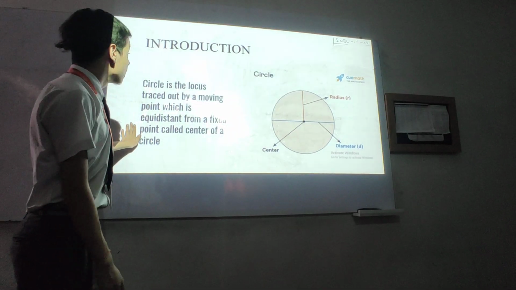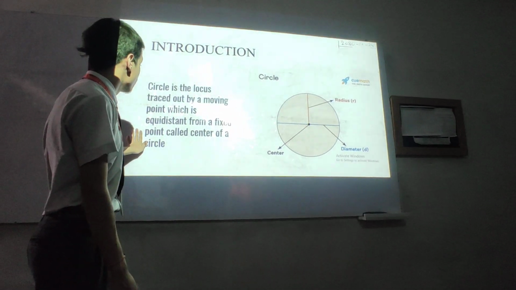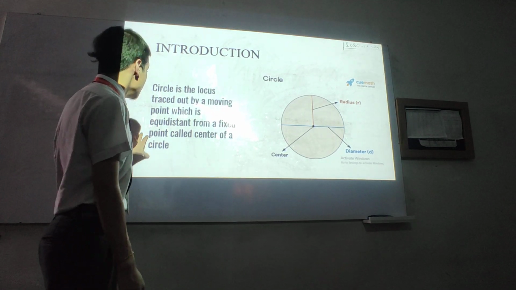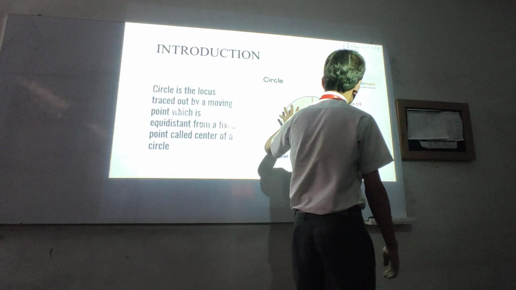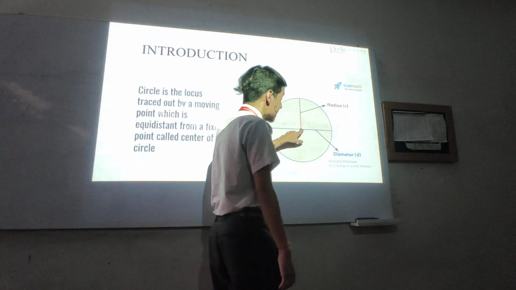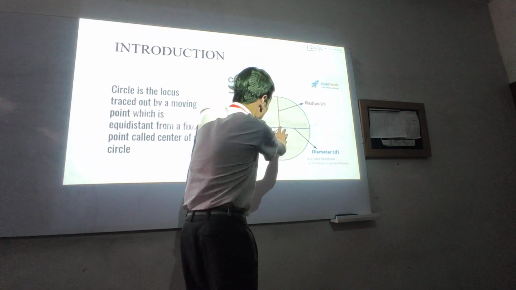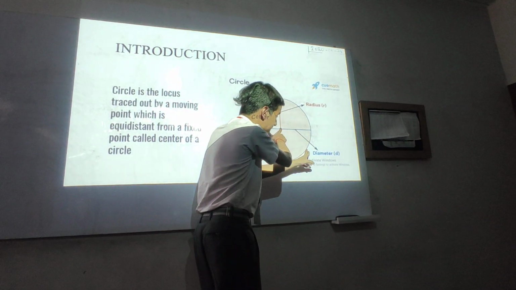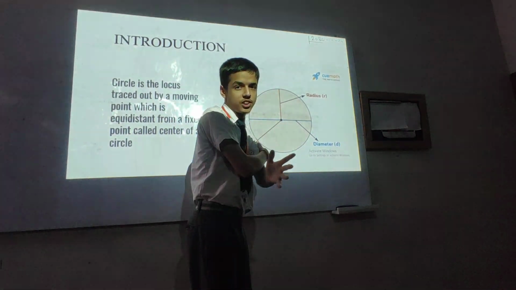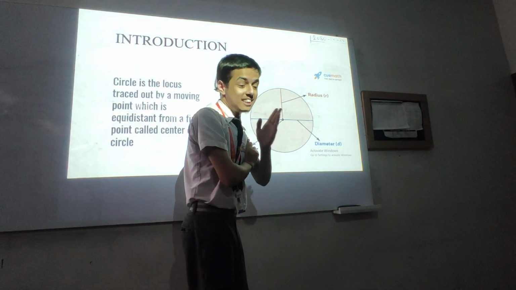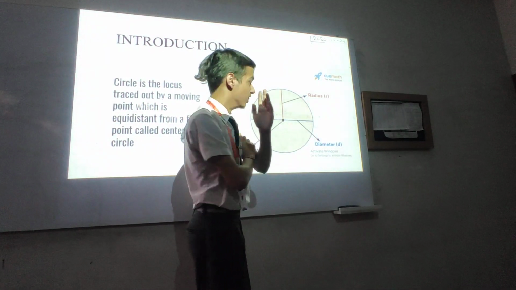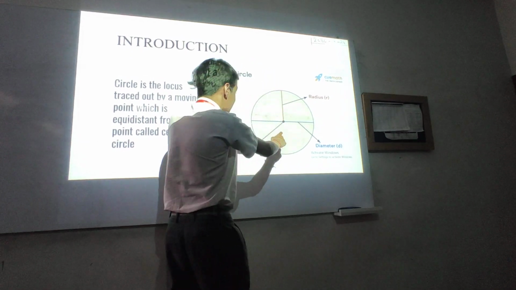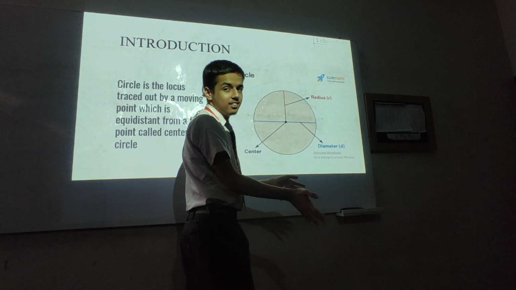Introduction of circle. Circle is the locus traced out by a moving point, which is equidistant from a fixed point called the center of a circle. Equidistant means equal in distance. This is the center of a circle, and its circumference, traced out by a moving locus, is always equidistant from the center. It's one of the properties of circle, and that is what makes a circle a circle. Here, this line, all are equal in length.